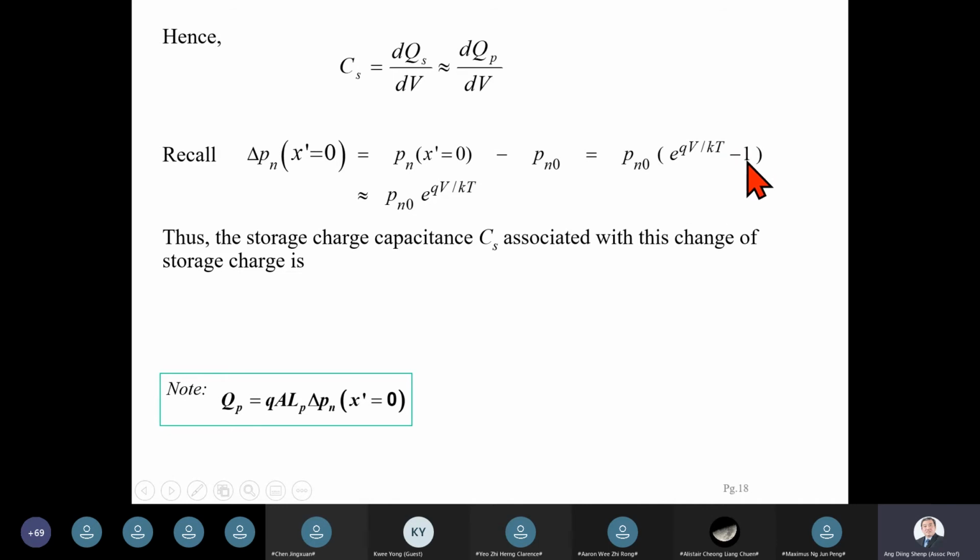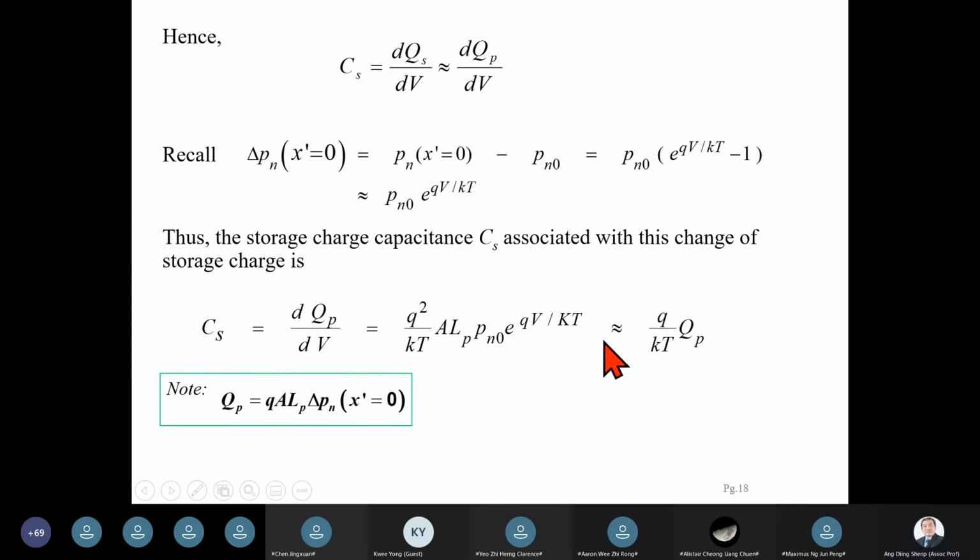And it's optional to drop or to keep the 1, because under forward bias, the forward bias voltage V will make this exponential term much greater than 1, right? So you can either keep or drop this. It doesn't really make a difference. If you keep this, after differentiation, the 1 will go away as well. So by differentiating this term with respect to V, we can then get an expression for the charge storage capacitance.